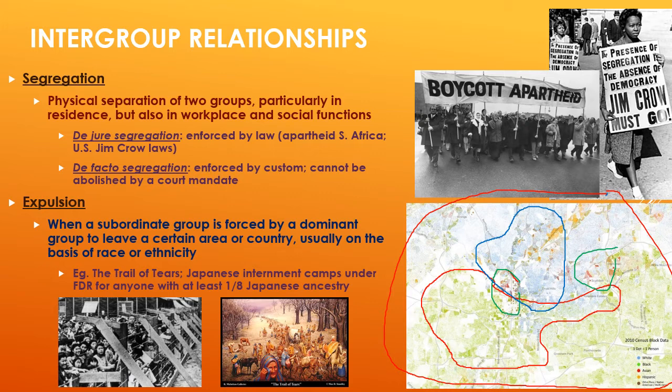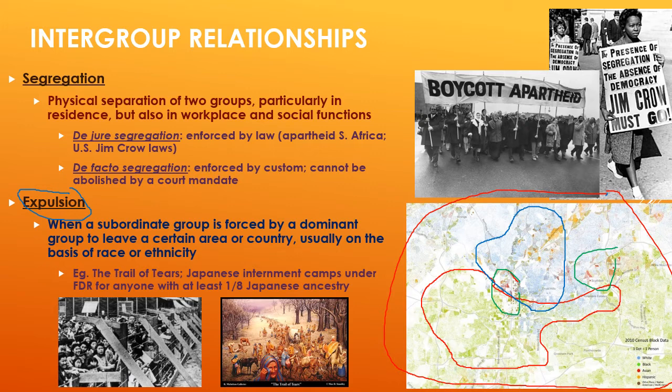And then our fifth category of intergroup relations is expulsion. This is when a subordinate group is forced by a dominant group to leave a certain area or country, usually on the basis of race or ethnicity. One prominent example is the Trail of Tears in the United States in the 19th century, when Native Americans were forcefully relocated from their homelands, the majority of which passed away during the journey.